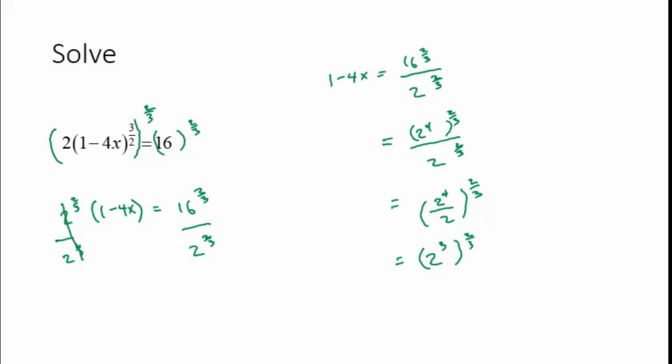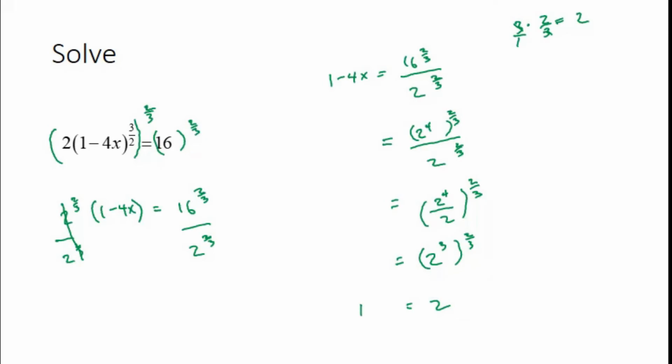So power to a power means that we multiply them. So if we do 3 times 2/3, what would that be? Well, we could put the 3 over 1, multiply everything out, and we would end up with 2 over 1, which is just 2. So in other words, this is equal to 2.